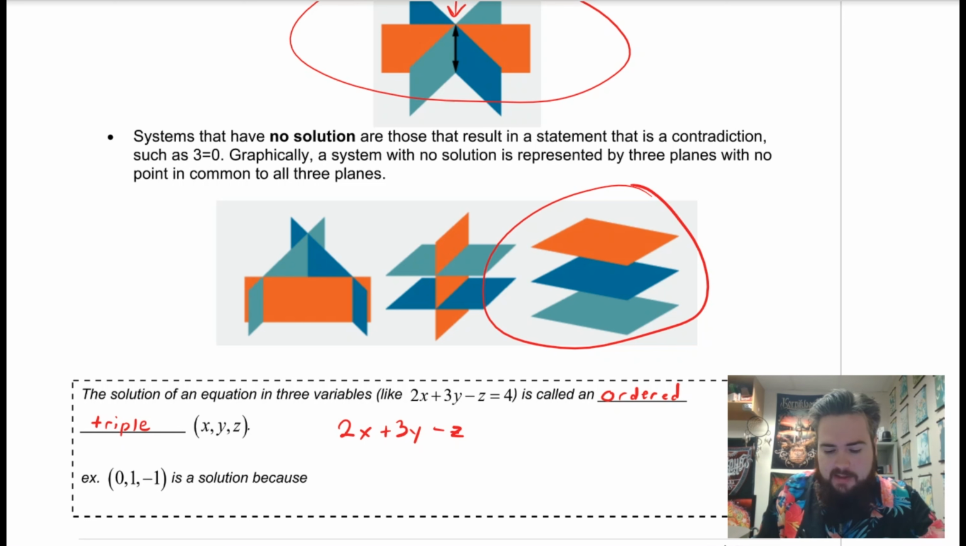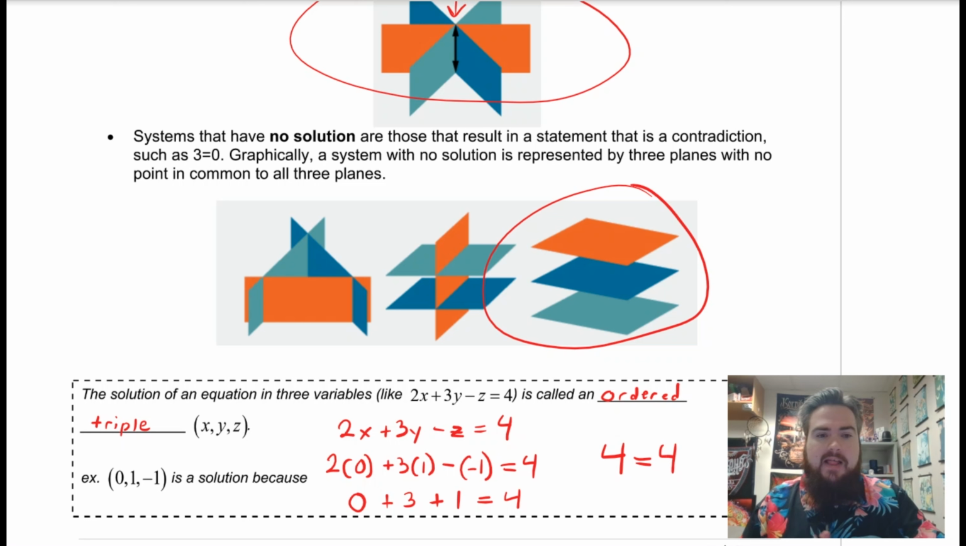Here I see that I get 0 plus 3 plus 1, and that is indeed 4, and that equals the right side of 4. Because we do get a true statement for this equation, that means the ordered triple there is a true solution here.